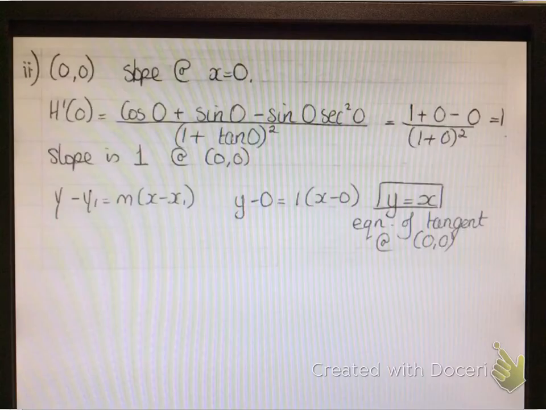Alright, just be careful, put it all into the calculator then. You should get out a slope of 1. So at the point 0, 0, the slope is 1. Then you go off and you get your equation of the tangent.